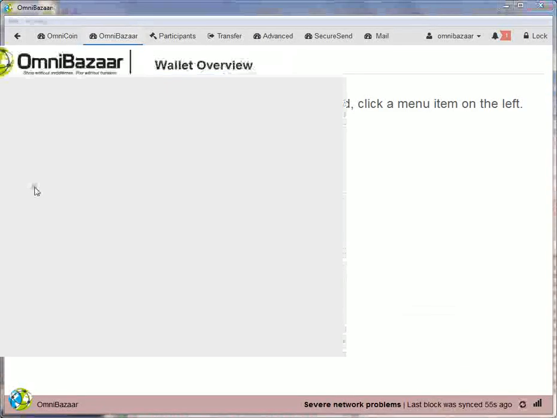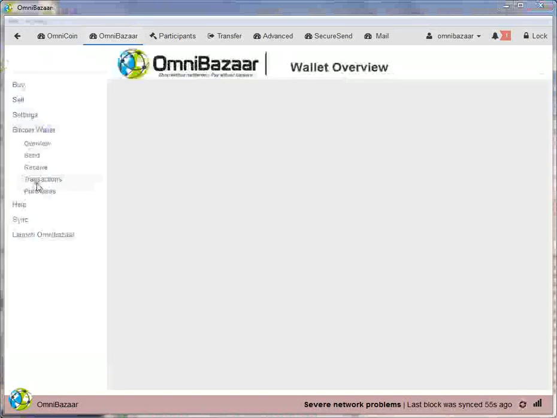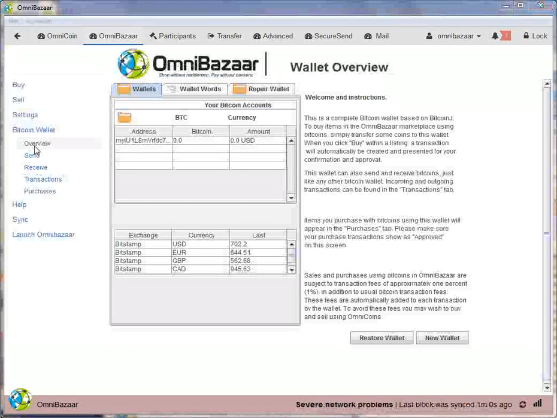We have a Bitcoin wallet here because we do accept transactions in Bitcoins or Omnicoins, so we have a way here for users to send and receive Bitcoins, get them into the system or out, and it has all of the usual features and functions you'd expect in a Bitcoin wallet.